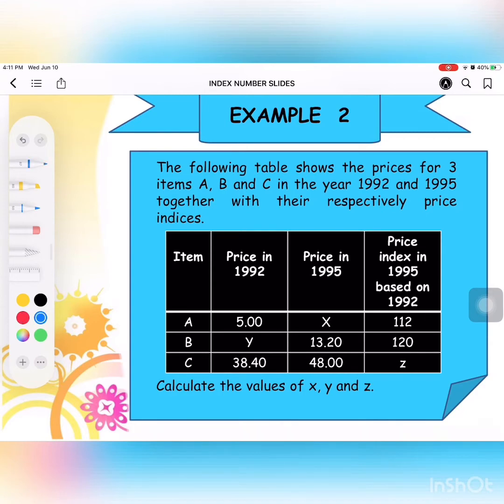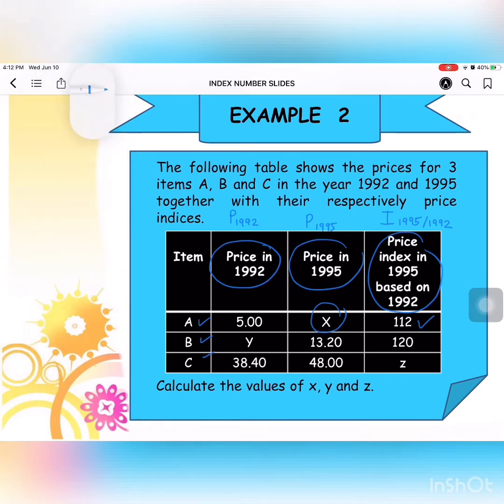Now, you see, this is the price given for all these items. This is the price index, this is the I. I is based on the year 1995 with the base year 1992. This is the price in 1995, and this is the price in 1992. In this case, we already have the price index, but we don't have the price in the year 1995. Can we solve this question?